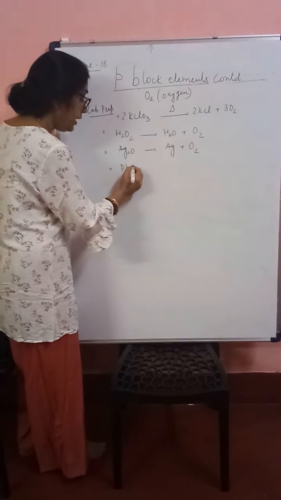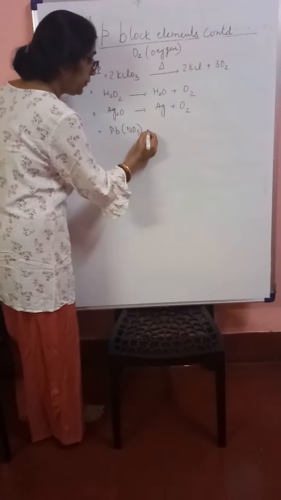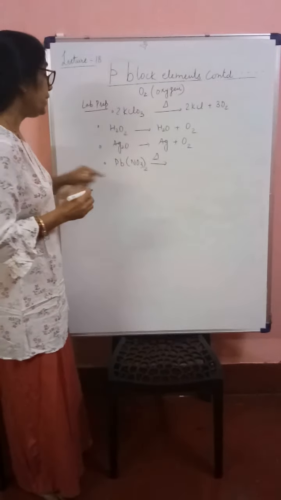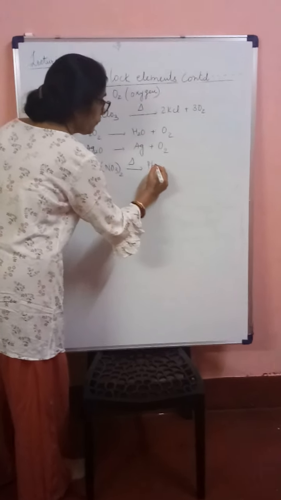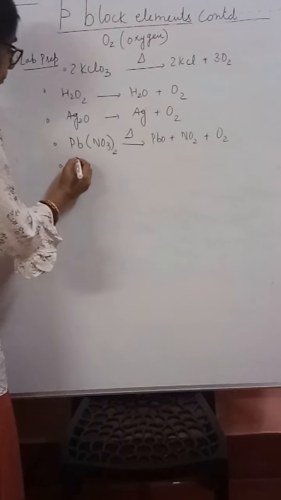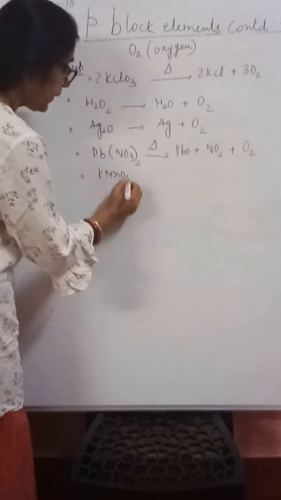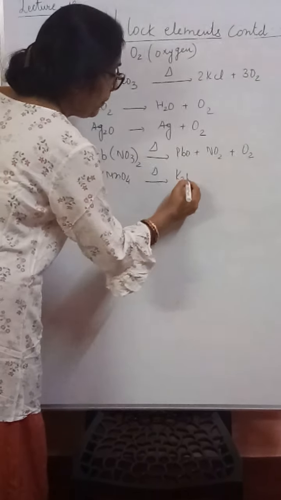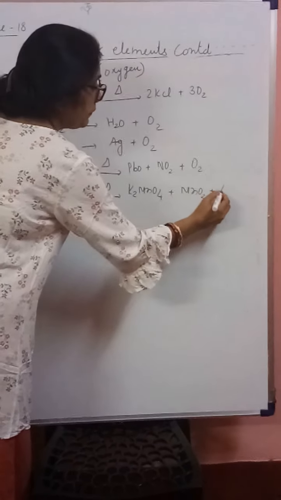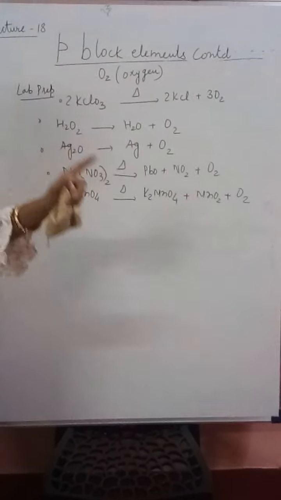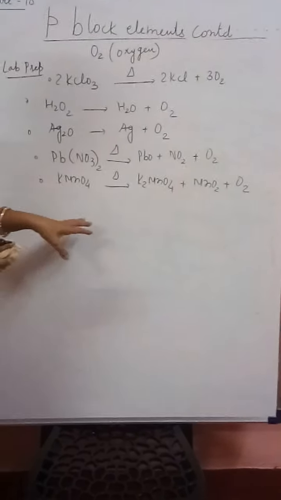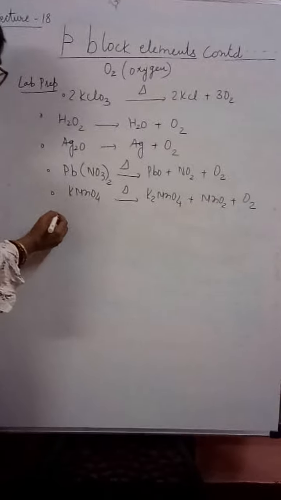Then lead nitrate, Pb(NO3)2, you have seen in the laboratory the test for nitrate ion. Upon heating, we get nitrogen dioxide, which is brown in color. Then potassium permanganate, upon heating, gives potassium manganate. Then potassium dichromate also. So all oxygen rich salts, upon heating, give oxygen.